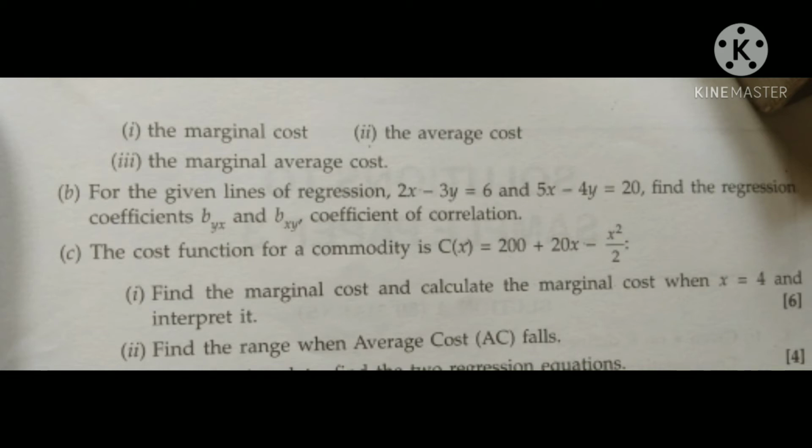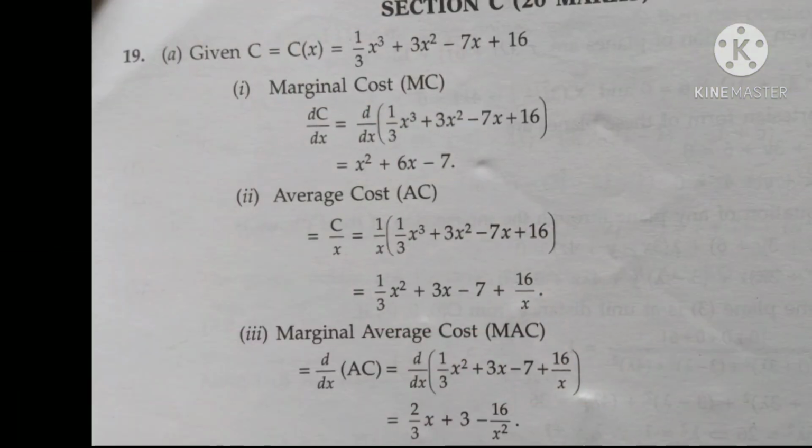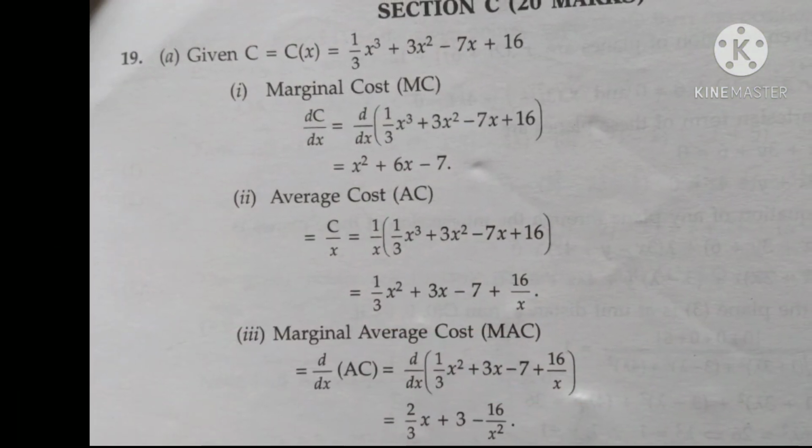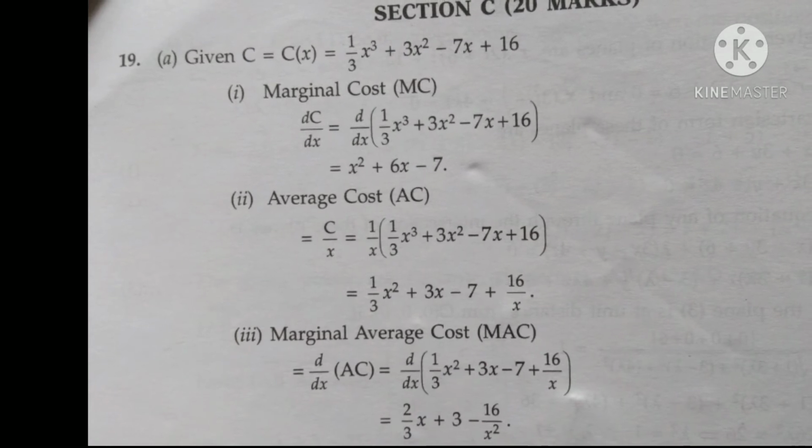So what is marginal cost? dC by dx is marginal cost. What is marginal average cost? d/dx of average cost is marginal average cost. Okay, let's differentiate first.